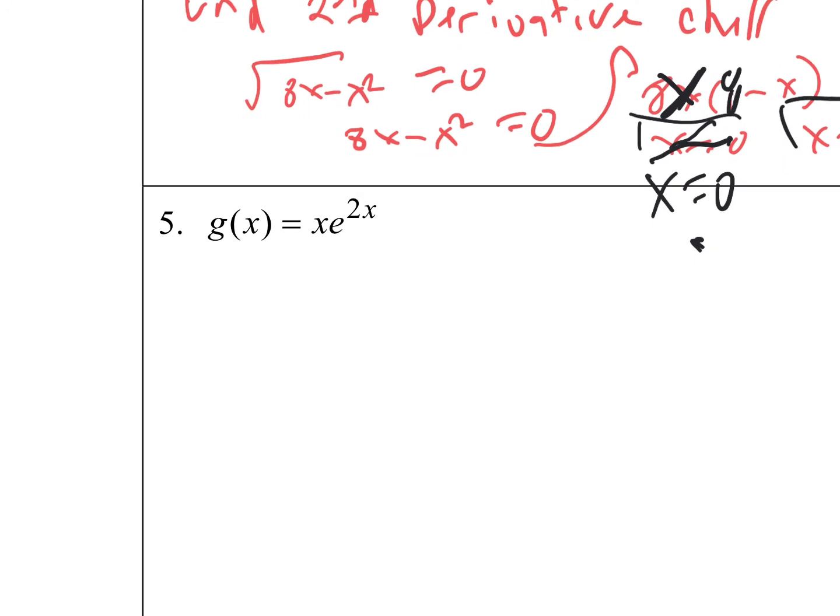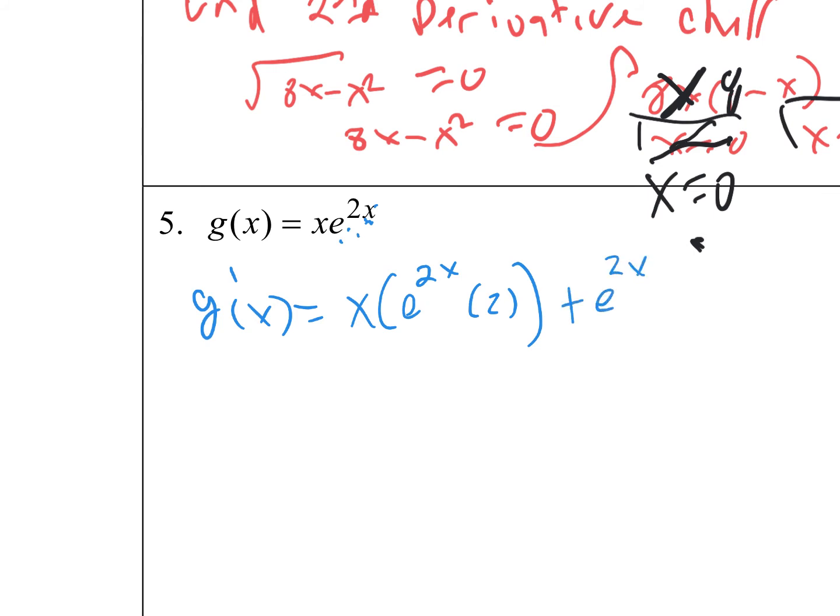So you're stuck. So I got to go G prime of X, product rule. The first times the derivative of e to the 2x, which is always e to the u times the derivative of u, so that's times 2, plus the second, e to the 2x, times the derivative of x, which is 1. So if you want to put it, fine.